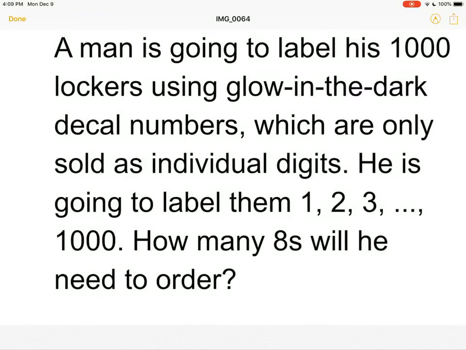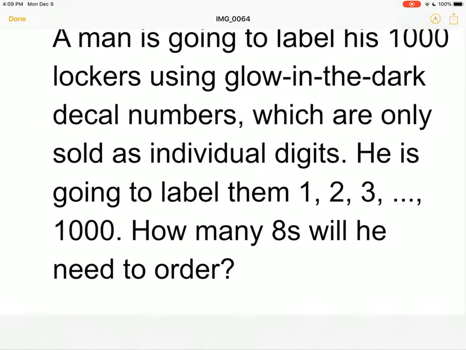Let's look at the solution to this problem. A man is going to label his 1,000 lockers using glow-in-the-dark decal numbers, which are only sold as individual digits. He's going to label them 1, 2, 3, and so on through 1,000. How many 8s will he need to order?